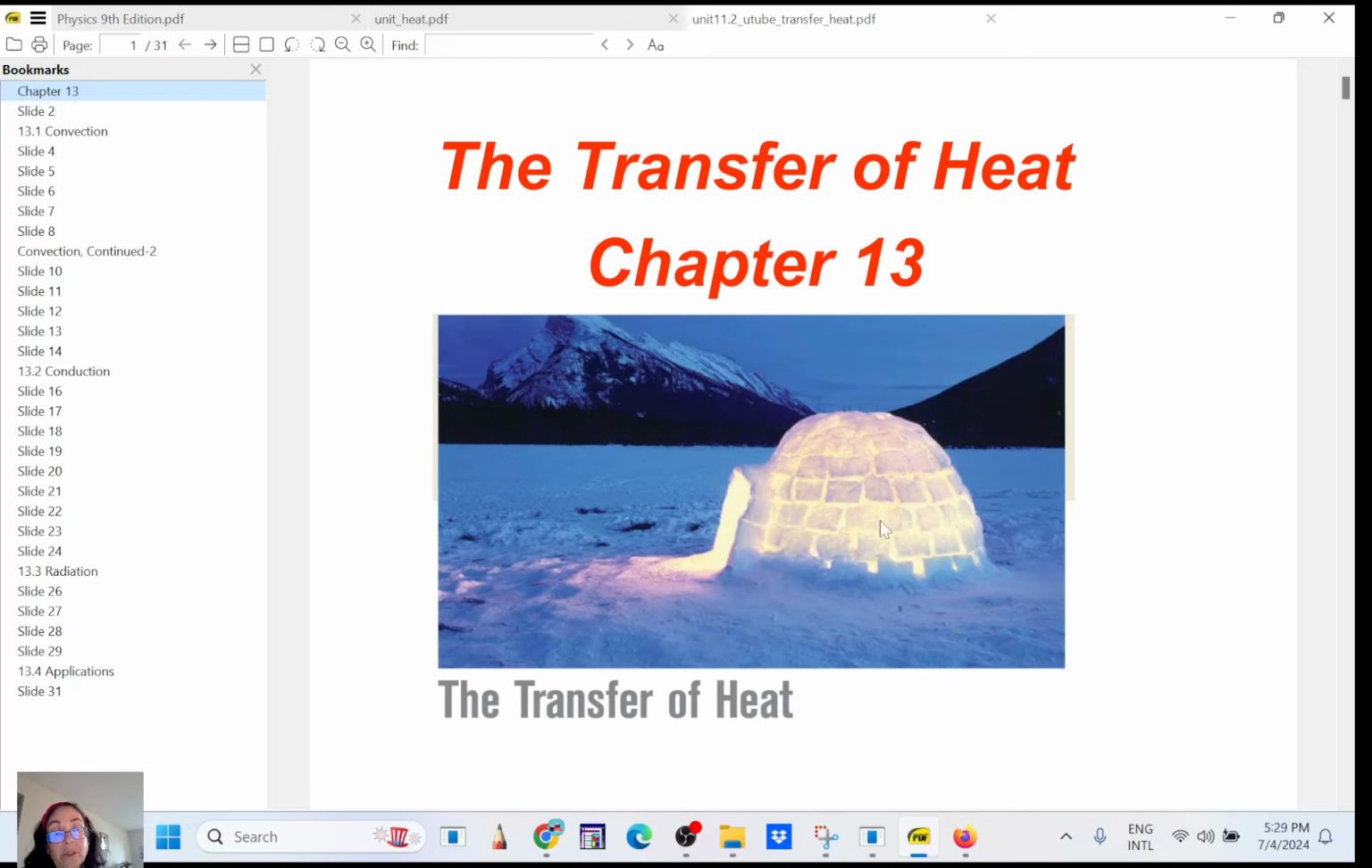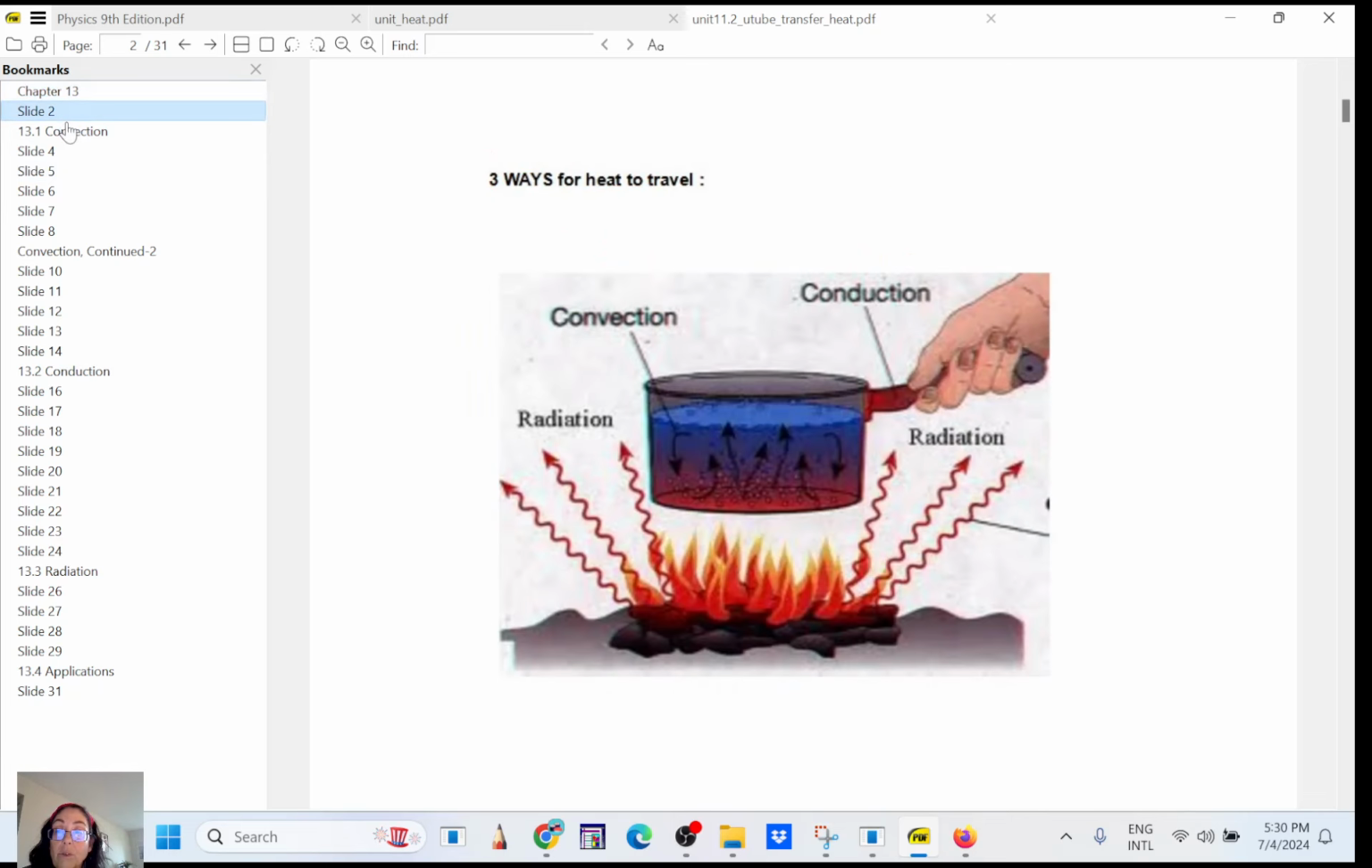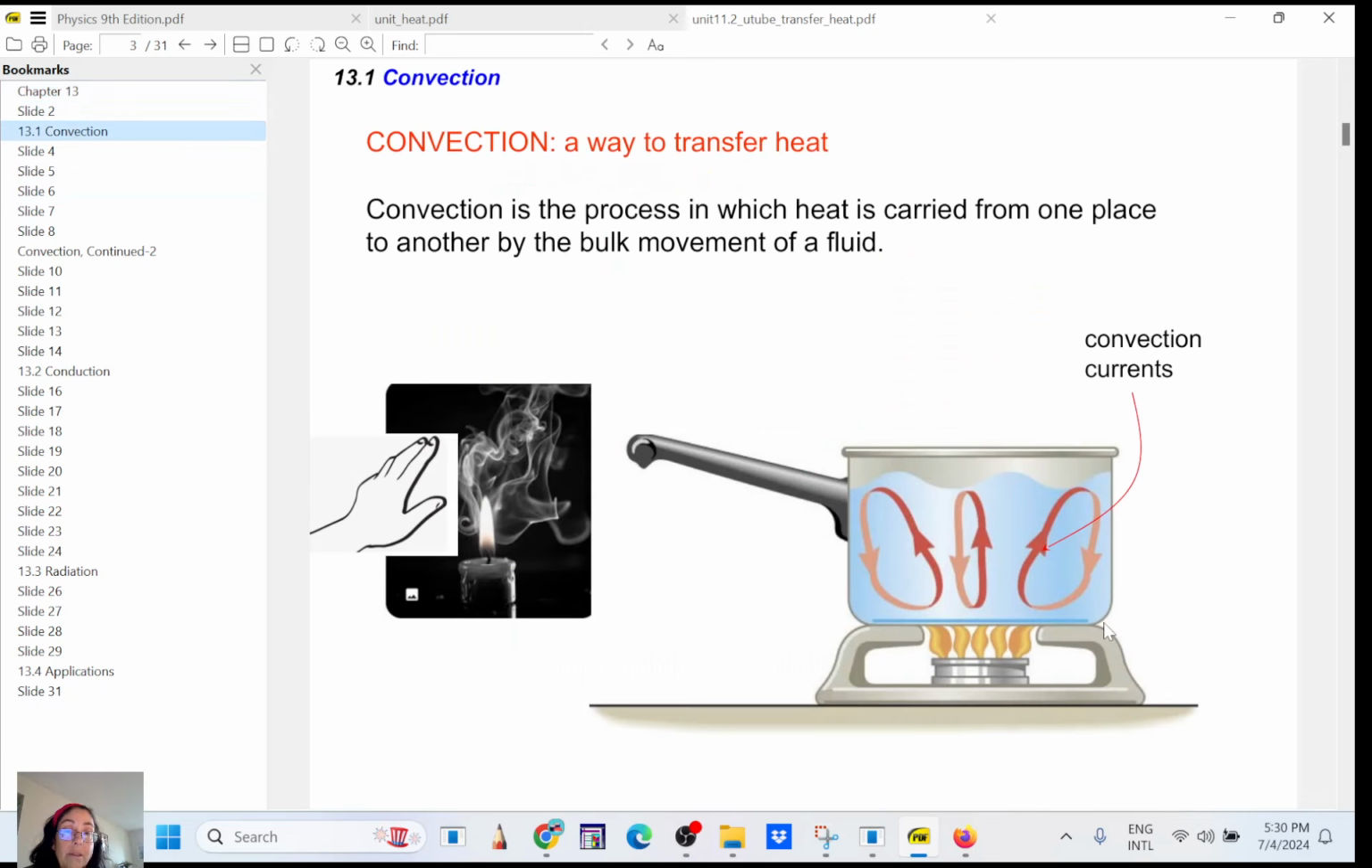For example, here you have an igloo. The picture comes from your book, and you see that this is about conduction, because ice and snow are bad conductors. So the heat can stay inside and doesn't easily flow from inside to outside. Today we're going to focus on convection, and that happens when you have a fluid moving, because you have a hot reservoir and a cool reservoir.